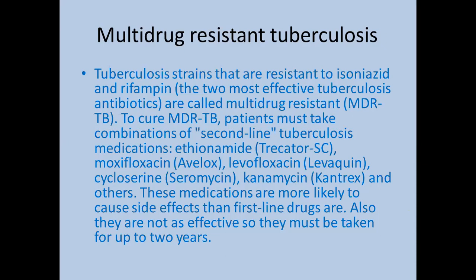To cure multidrug resistant TB, patients must take combinations of second-line tuberculosis medications, and there are some examples there. Now, these second-line ones are unpleasant. They're much more likely to cause side effects than the first-line drugs are, and they're not as effective, and therefore they've got to be taken for up to 2 years. So you can imagine that getting multi-drug resistant tuberculosis is much more problematic than getting tuberculosis that is responsive to the first-line drugs.